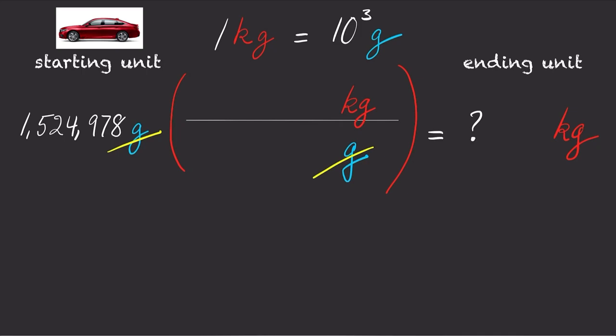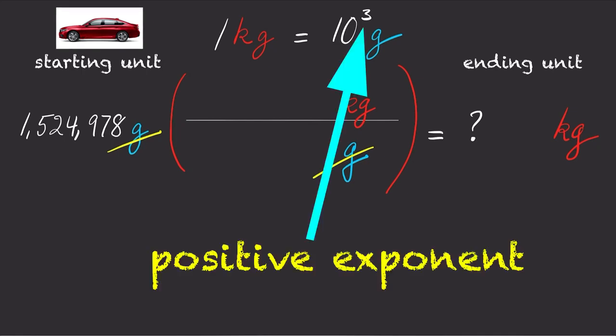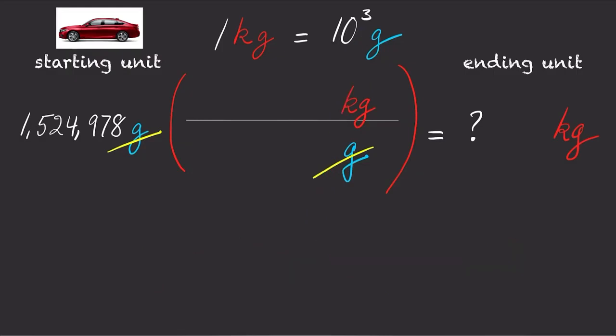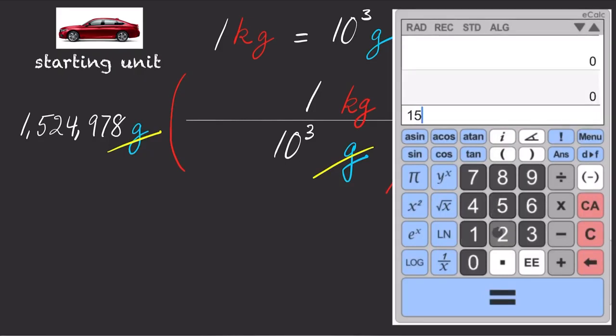Since the prefix kilo means 10 to the 3, which has a positive exponent 3, putting 10 to the 3 in front of the unit gram will give us a bigger number equivalent to 1 kilogram. Using this information, we can plug 1 kilogram in the numerator and 10 to the 3 gram in the denominator. Now, plug the numbers into your calculator. Take the starting number, 1,524,978 gram, multiply it by all numbers on the top, and divide the answer by all numbers on the bottom.